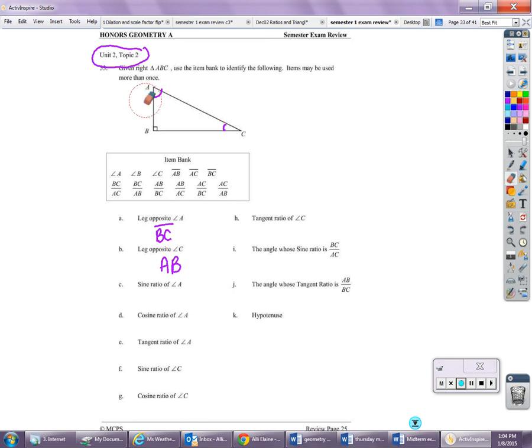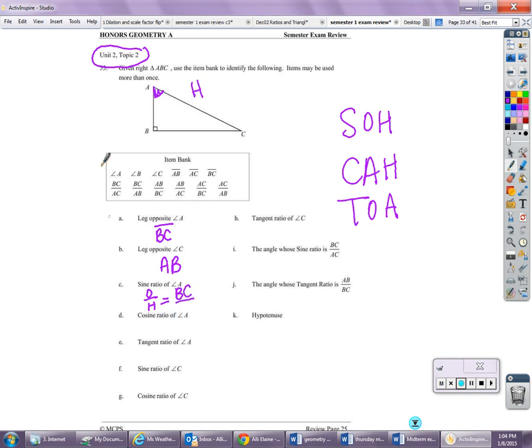Okay. Sine is SOH CAH TOA. Sine is going to be O over H of angle A. So here's angle A. Opposite is BC. And the hypotenuse never changes, so I always put H for hypotenuse. It's across the 90. So the H is AC.